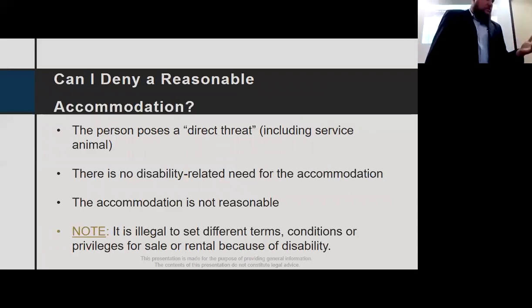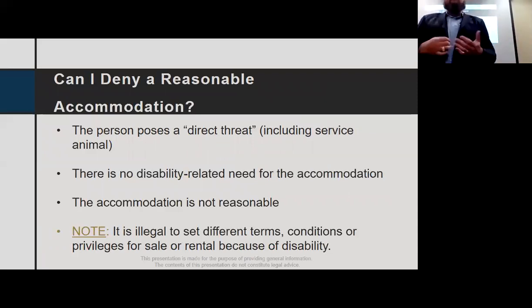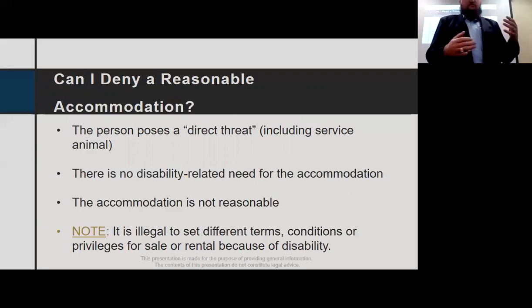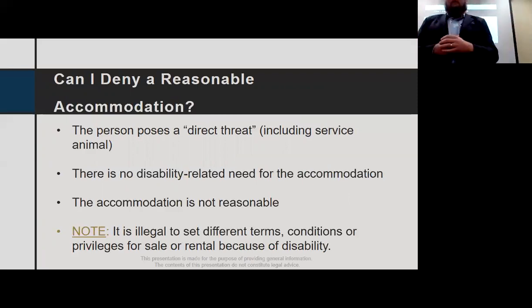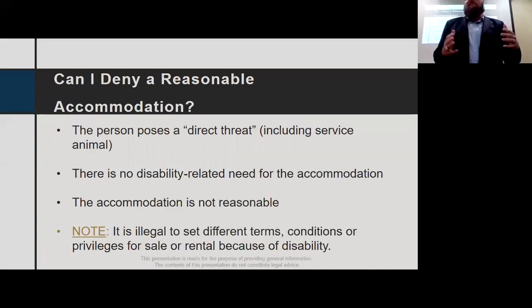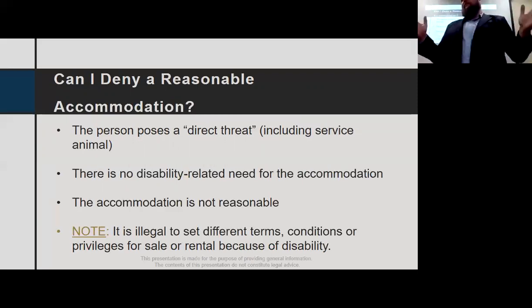So then the question becomes, what accommodations can I just flat out say no? There's really very few that you can run into. If it's a necessary accommodation, it's difficult to tell them no. If the person poses a direct threat, one of the examples that I saw was someone that was trying to get an accommodation because they had psychiatric issues, and they had threatened two of their neighbors already with a baseball bat. They were going to take them out.